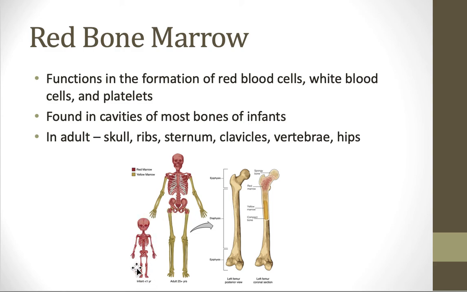So you can see here, the infant skull is entirely red. The red marrow is all over the body. And then in the adult, you can see it's still in the axial skeleton, so it's in the skull, the ribs and sternum, the vertebrae, and then you have it in the pelvis and the proximal ends of your long bones, your humerus and your femur.